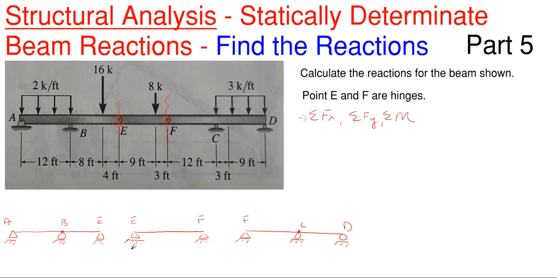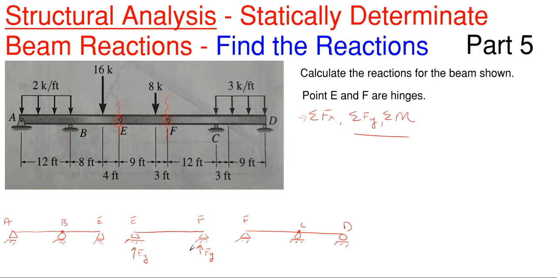How many unknown Y forces do we have? Well, we would have our EY and our FY unknown. There's only 2 there. So we can use our 2 equations of summing forces in the Y direction, and then summing moments about a point to get one of these reactions.